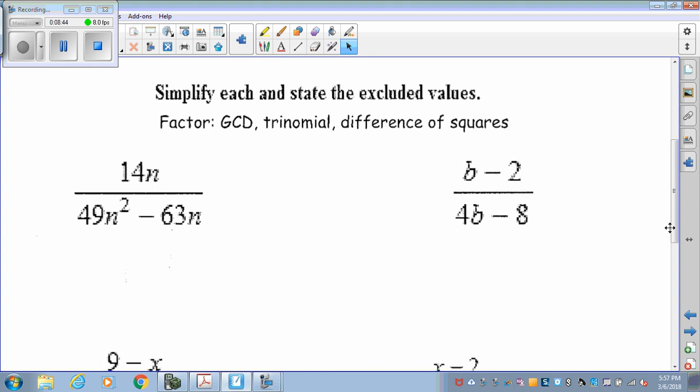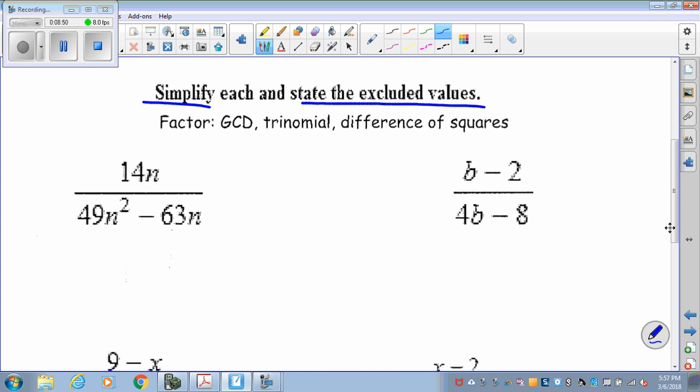Okay, so now again we're simplifying. And then we're going to state the excluded value. So it's the same thing, all right? And then we're going to be factoring. We either do the GCD, or we've got difference of squares, and then we have trinomials that we're going to be dealing with. But remember, we can use our Pauli Schmelz to help us out, okay? We have a lot of different things that we've worked on for factoring that we could use.